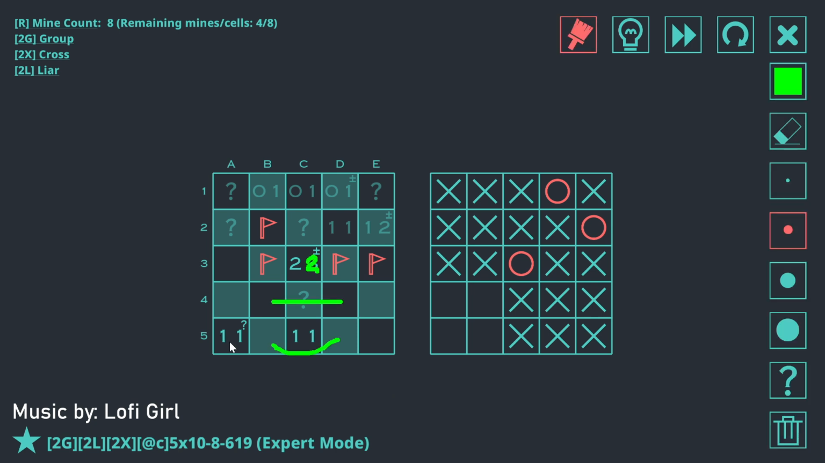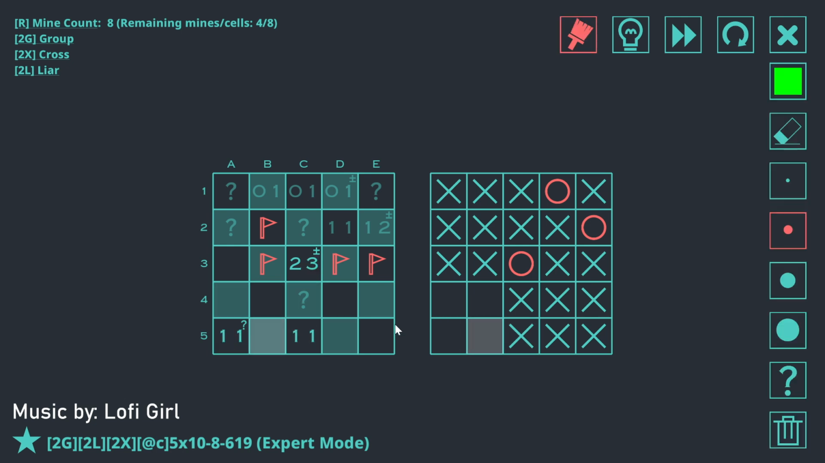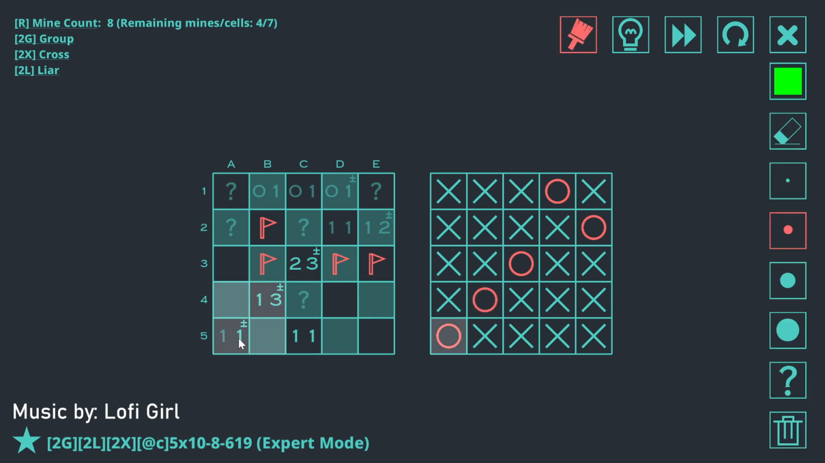Alright, this 1-1 could be a liar. If this 1-1 is telling the truth though, then you have to have a liar here and a liar here. That will force this to be empty and this to be empty, and this one was just not completable as a truth teller, because you don't have enough mines around it. Those are both liars, which are both non-mines. So this one has to be lying. There you go. This 1-1 is lying, which means that it is a 0-1.